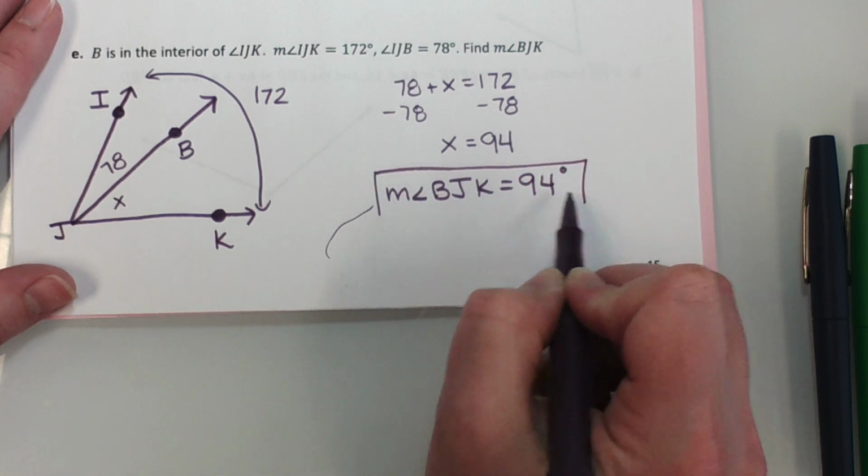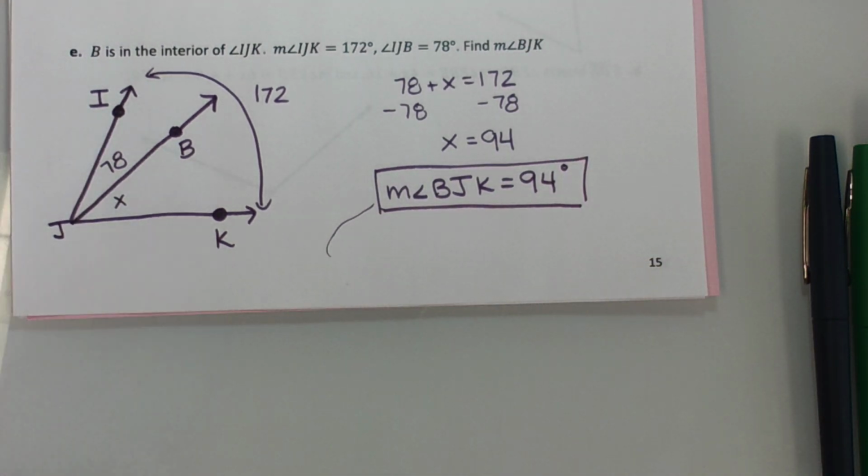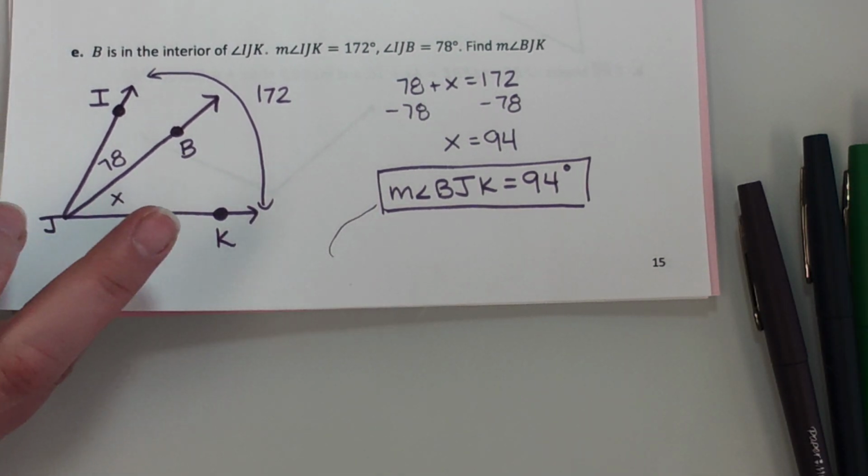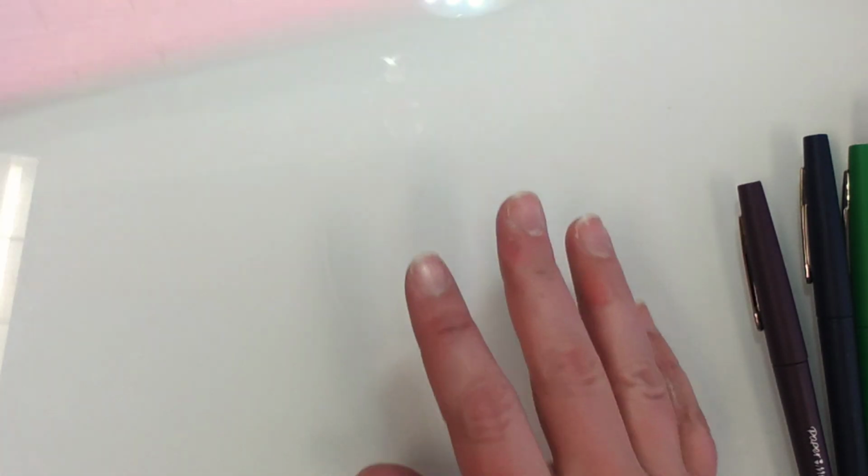If I don't put the m in front of it, I'm saying its name. And if I say an angle's name is 94, it's like saying your name is 16 because you're 16 years old. No, it's not how it works. So, that is angle addition postulate.